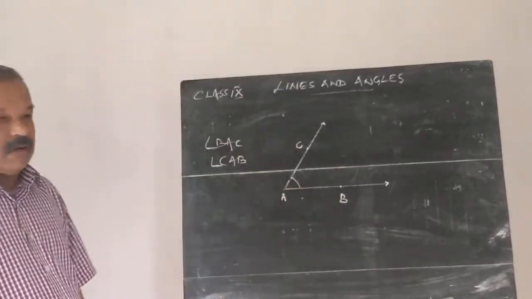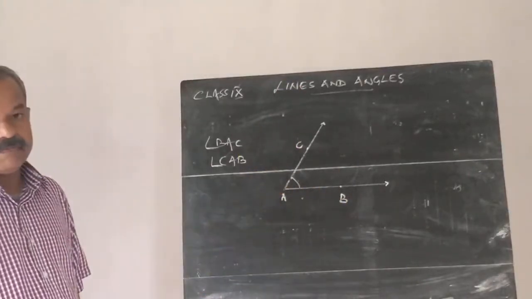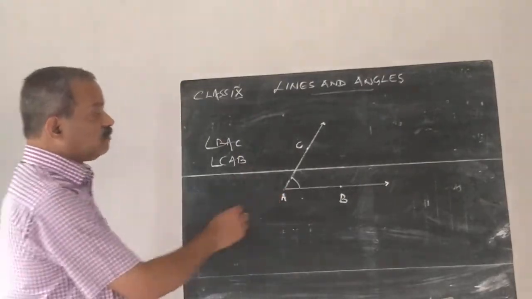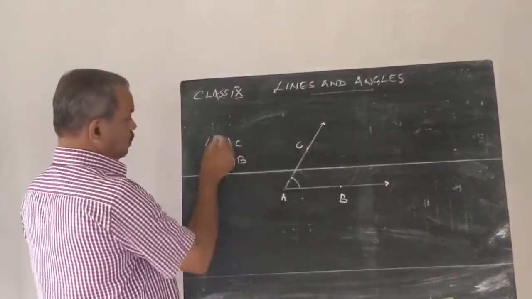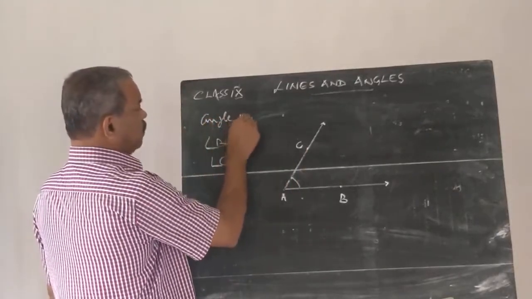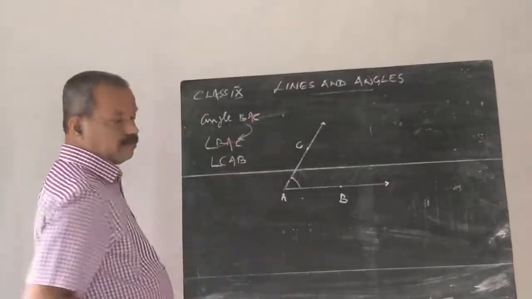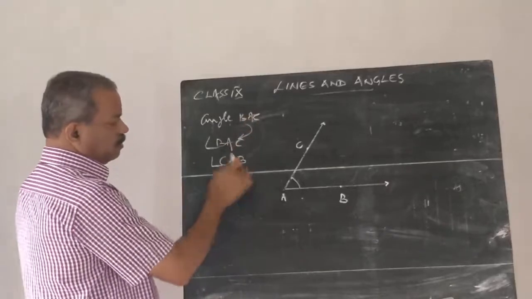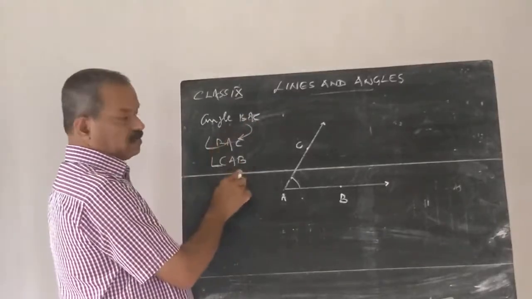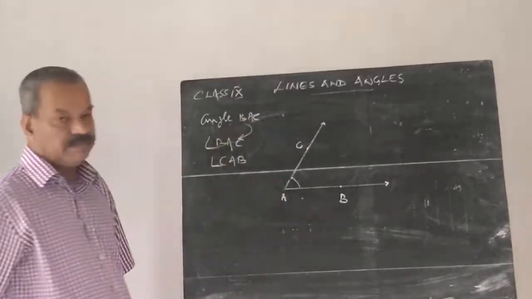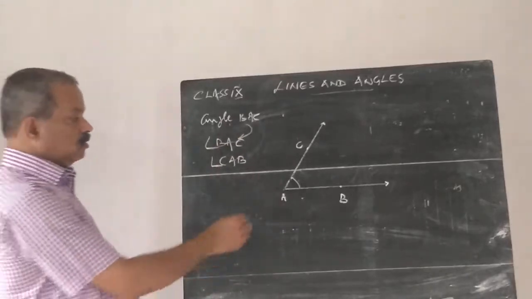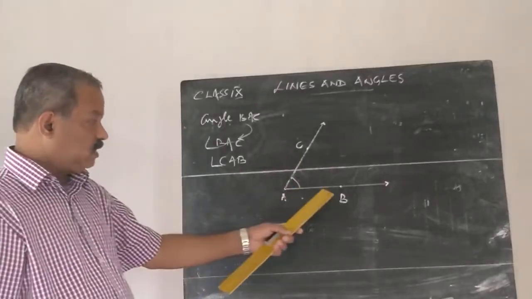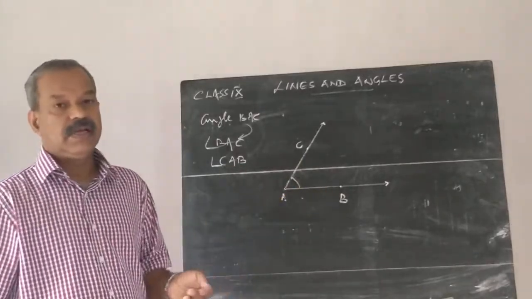What is common? Common is the common endpoint. So this point is called the vertex of the angle. Angle BAC can be represented in this manner or in this manner also. This is angle CAB. Both of these representations give us the same angle. So two rays with a common point can make an angle.